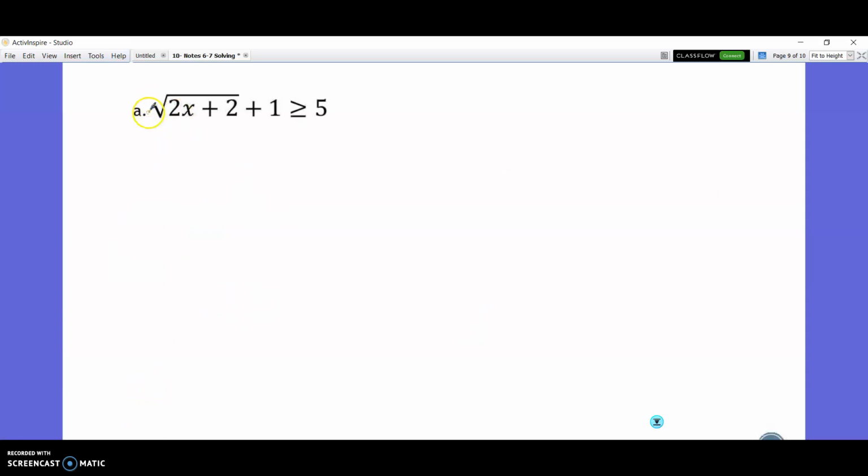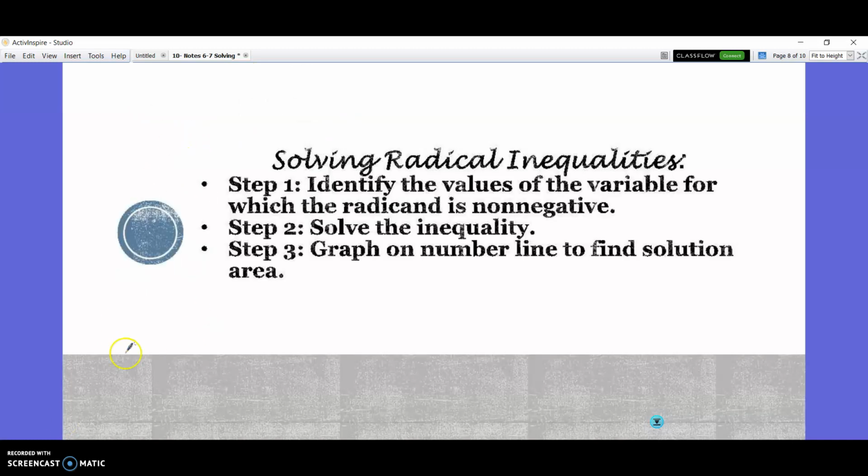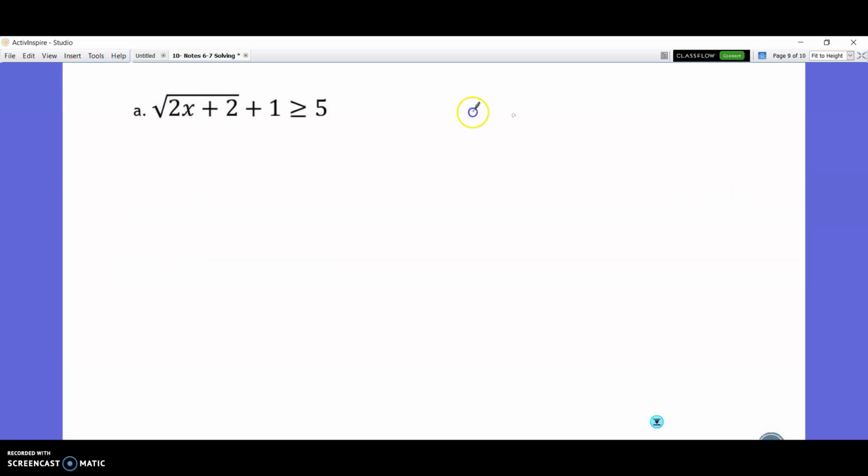All right, so here, in order to solve, we're going to identify the values of the variable for which the radical is non-negative. So that means right here, when is 2x plus 2 not negative? It's not negative if it's greater than or equal to 0. And I have to figure that part out first. So that means 2x has to be greater than or equal to -2. And that means x has to be greater than or equal to -1.